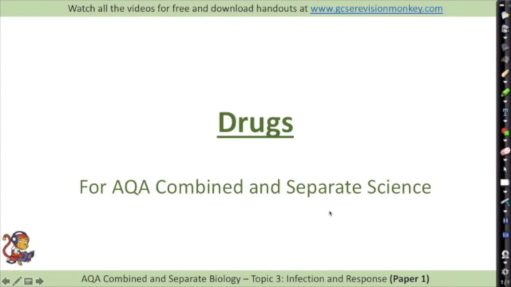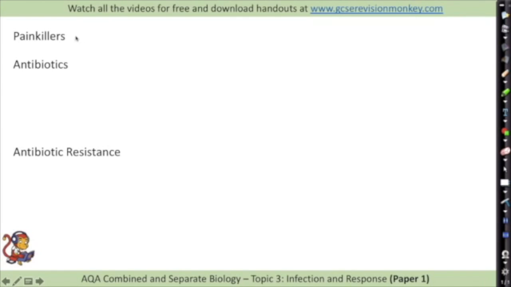If your initial body defences haven't worked, or if your immune system and your white blood cells haven't been able to defend yourself against disease, then you might have to rely on drugs. Painkillers are drugs that don't actually treat the disease, but they only relieve the symptoms of a disease. For example, if you've got fever or a headache.